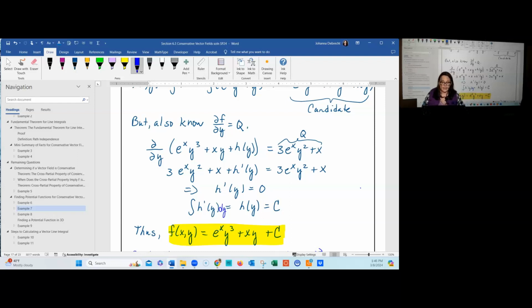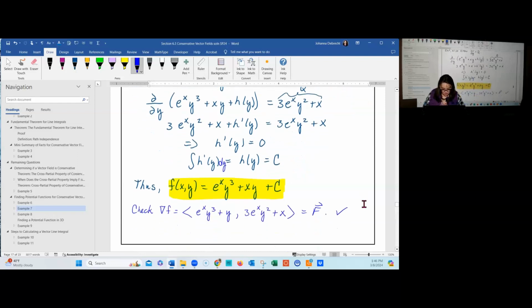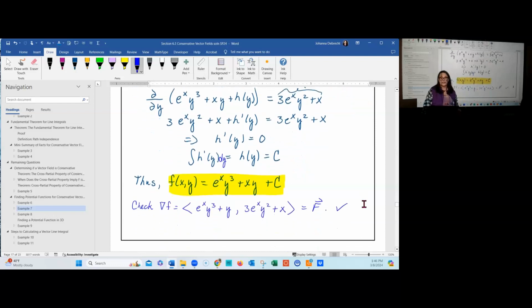You can always take del of the potential function to verify that it does give you the vector field. We knew that it was conservative to start, and we used this process of multiple integrations to find the potential function.